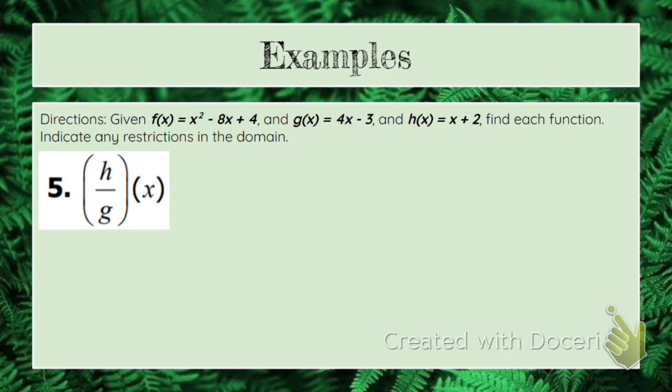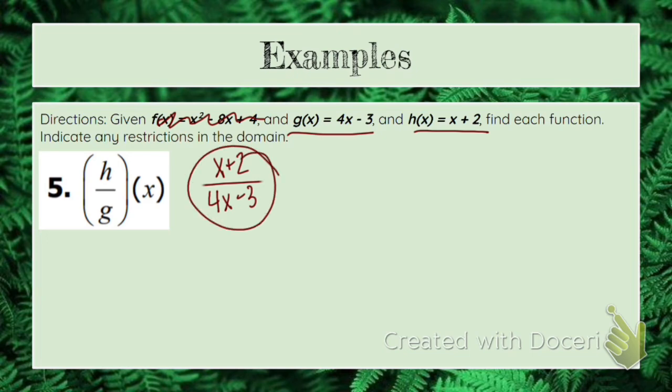All right, so the last example I'm going to do with these is a division one, and that's specifically to show you how to do restrictions in the domain. So we have h over g of x. We care about h, we care about g, we don't care about f. So h is x plus 2. g is 4x minus 3. Neither of these are factorable. That's always something you want to check to make sure that they can't be simplified at all. But neither one is factorable. So that's our answer. That's all you have to do for that one.